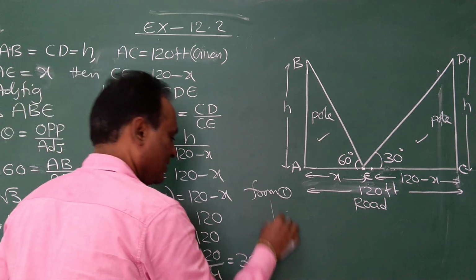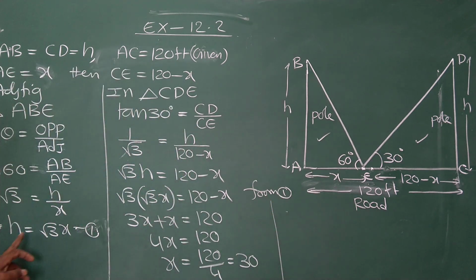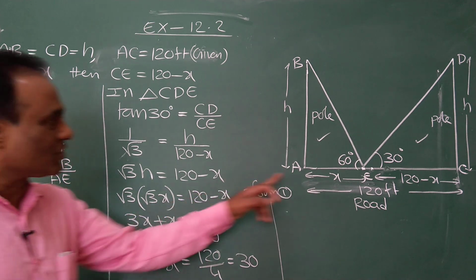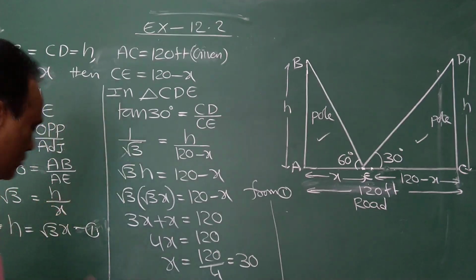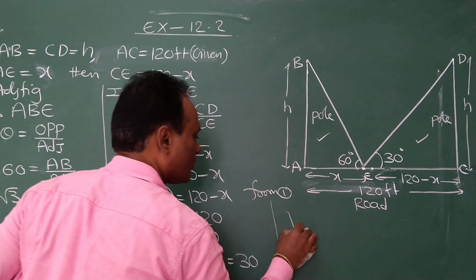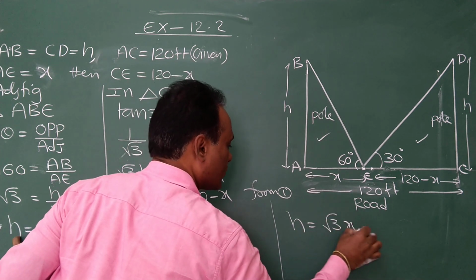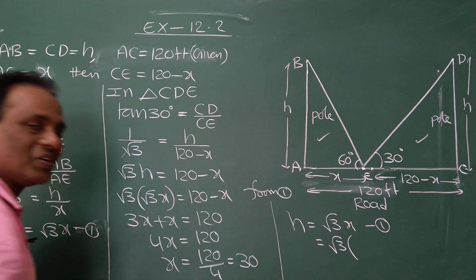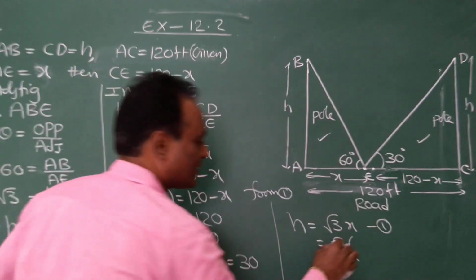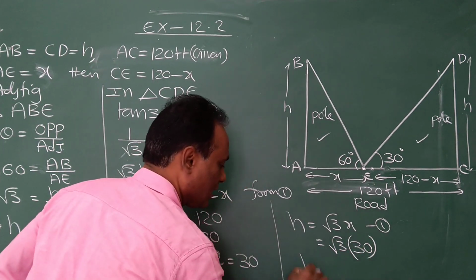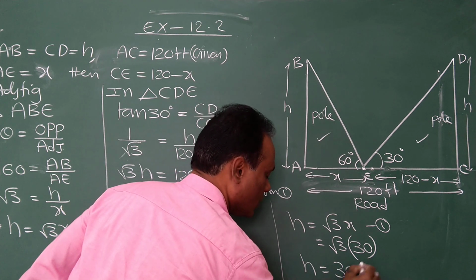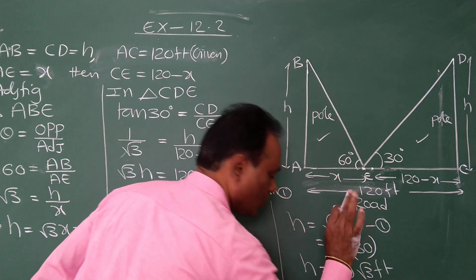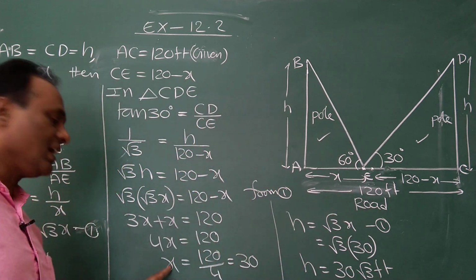Next. H also we have to find. H is equal to how much? Root 3 X from the first equation. Root 3 into X, we got X now as 30. So H is equal to 30 root 3 feet. We got H and X.